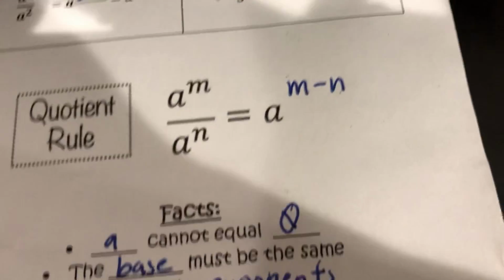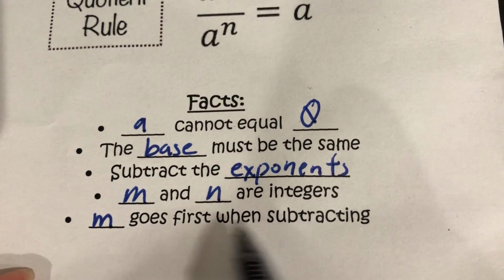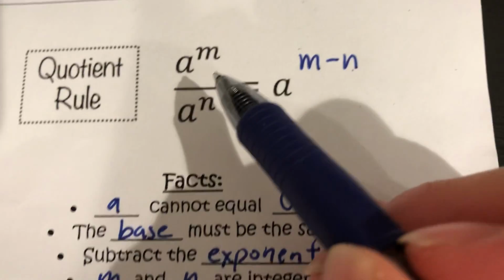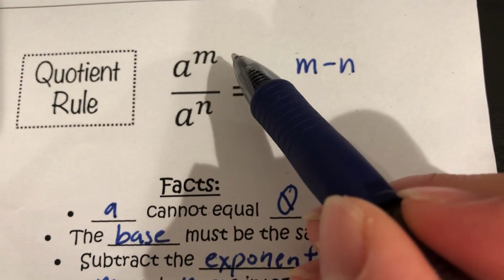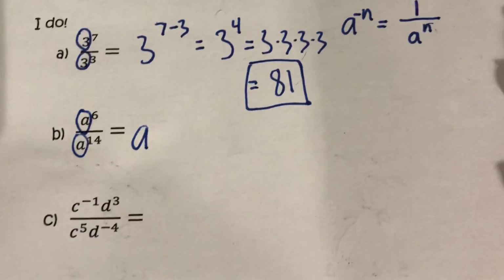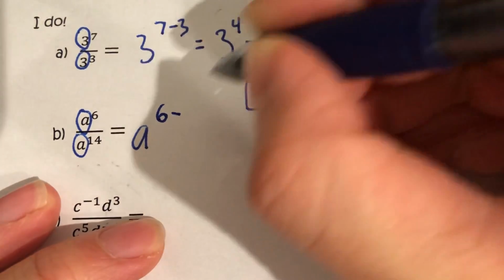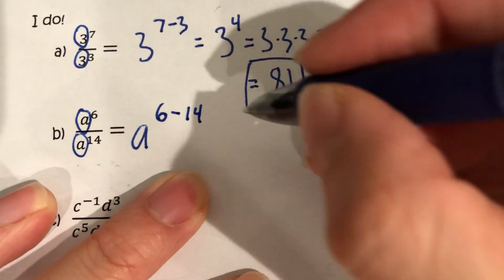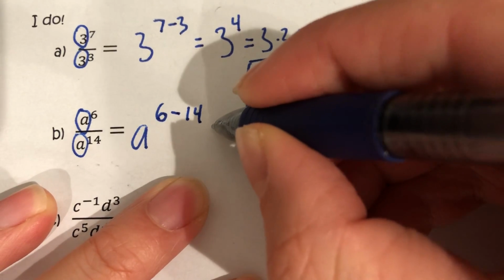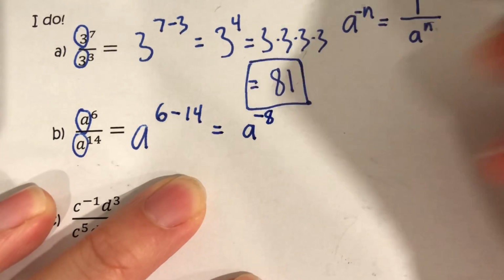Right, I'm looking back at my rule and I have m goes first. m goes first when subtracting. And to remind myself, m is the number on top. So when I'm subtracting, the number on top is always going to subtract the number on the bottom. So for this one, the number on top is going to be 6 minus 14. And this is going to give me a to the negative 8.